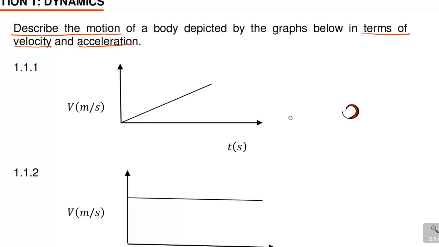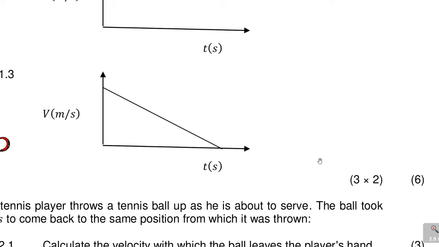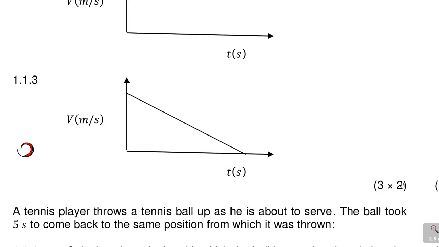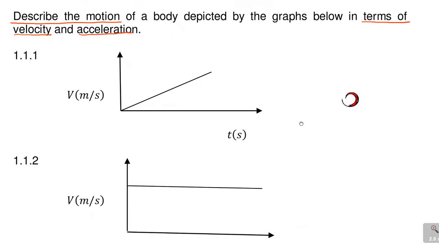If we look at the mark allocation for each question, it is 3 by 2, meaning it's 3 questions and each question is worth 2 marks. In total, it's 6 marks. So these are good marks. Which means it will be 1 mark for describing in terms of velocity, and another mark for describing in terms of acceleration. So don't leave out any of those, because that's where your mark allocation is. So let us look at the first part: describe the motion of a body depicted by the graphs below in terms of velocity and acceleration. Now let's start with 1.1.1.